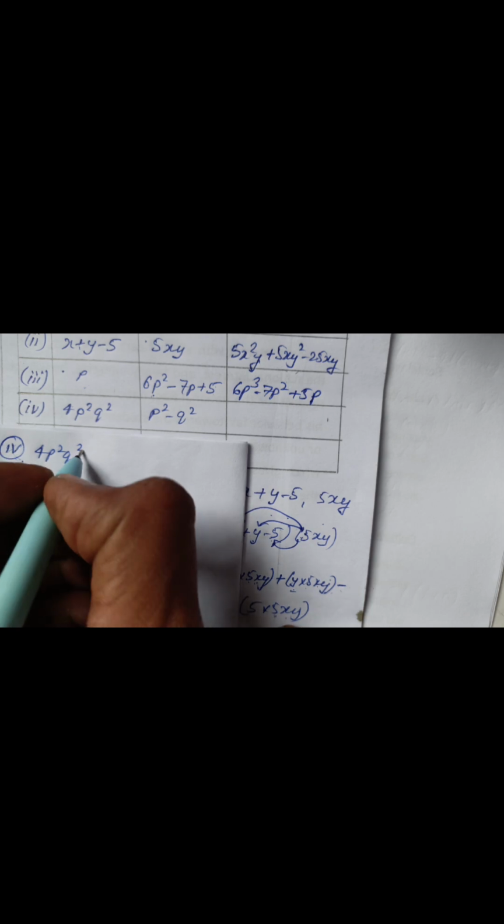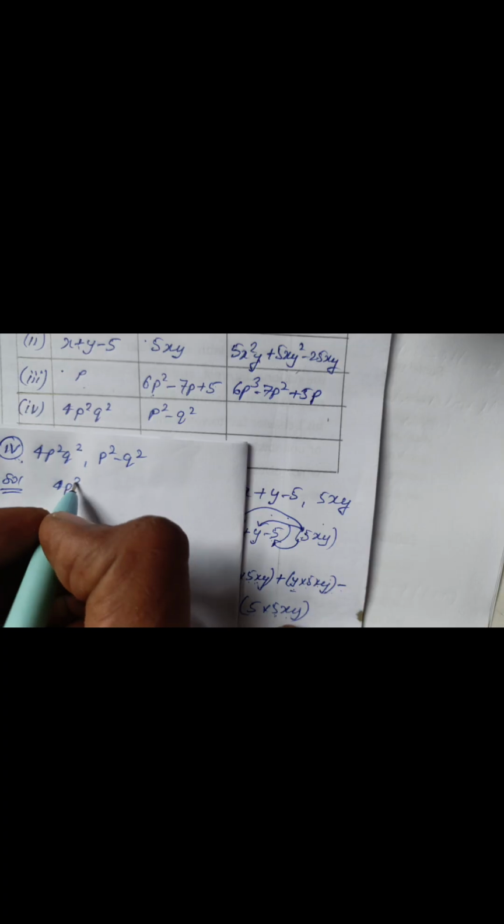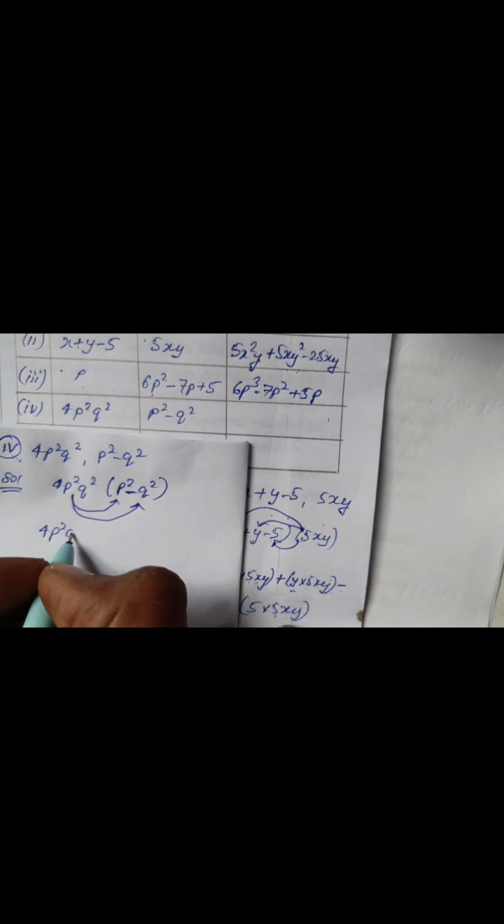4p square q square, times p square minus q square. So we need to multiply both. Now 4p square q square into p square minus q square. So first I will multiply this entire term with this, and second I will multiply with q square because there is a minus sign here. So 4p square q square into p square minus 4p square q square into q square. So 4p square q square into p square is 4p raised to 4 q square, because there is no other term here. So p square will become p raised to 4, and 4 and q square remain same.